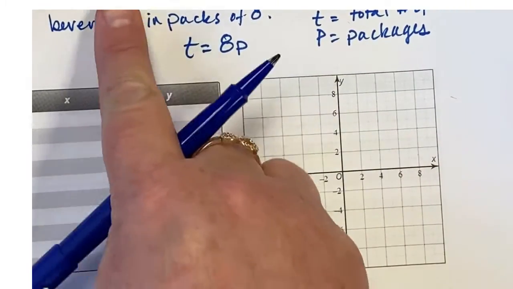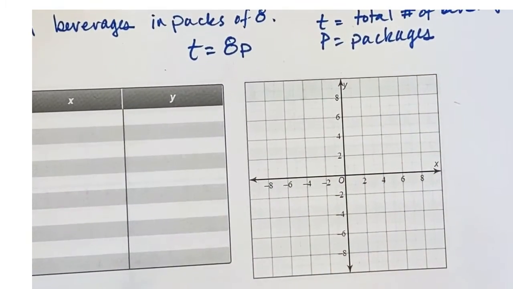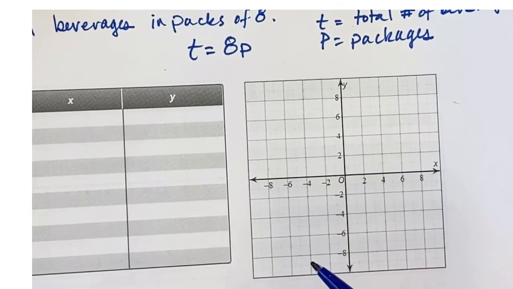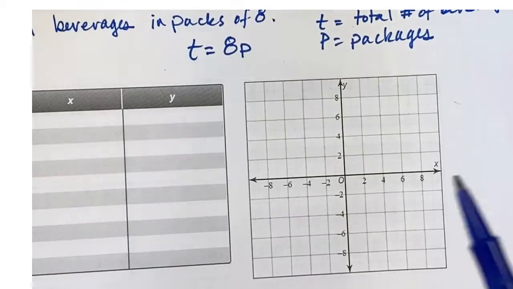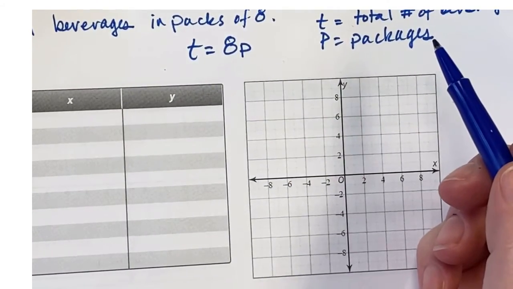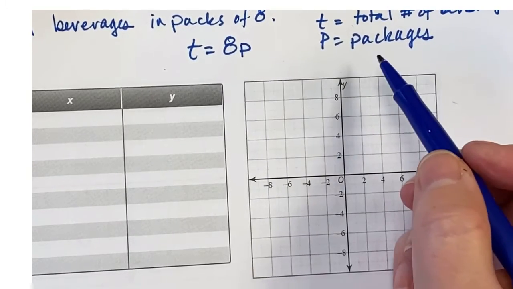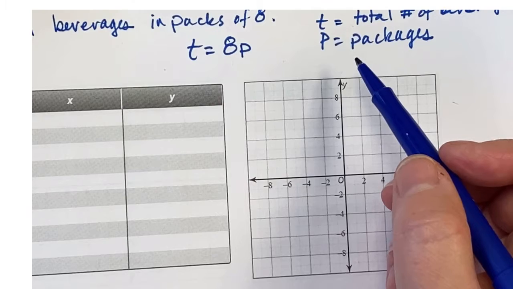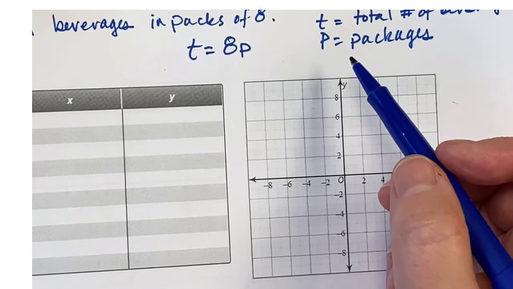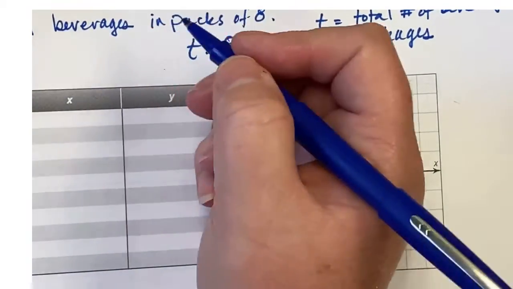You are going to have to start practicing taking these scenarios and putting them into equations, but we have been practicing that, so I'm pretty sure you can do that. So let's talk about independent and dependent variables. So what depends on what? What are you going to determine here? So the total number of beverages is dependent on the number of packages. So the number of packages is our independent variable.